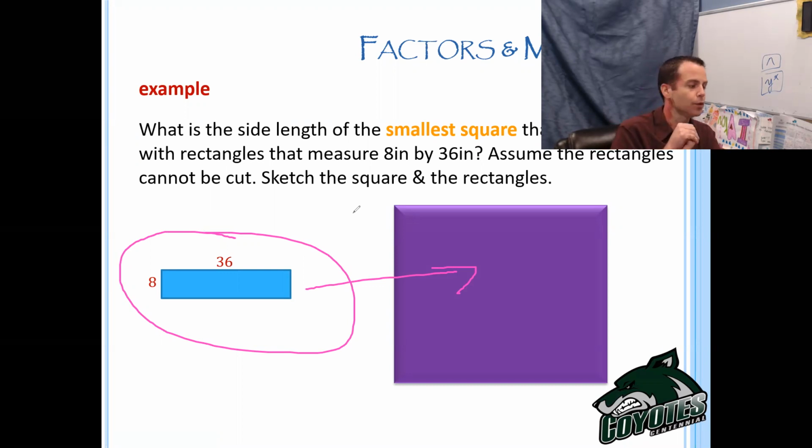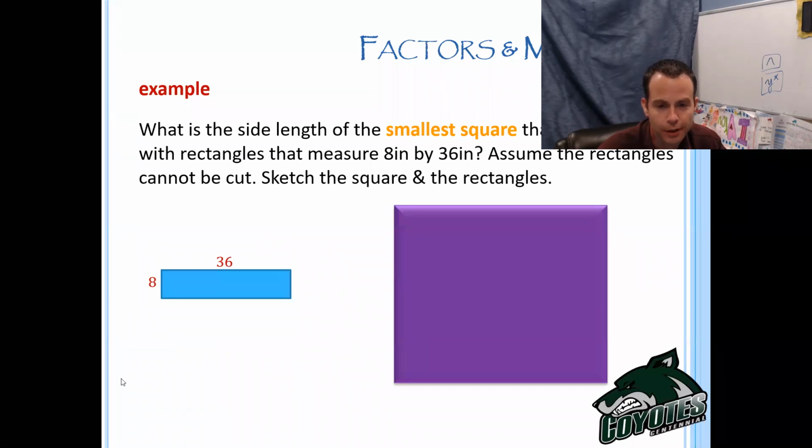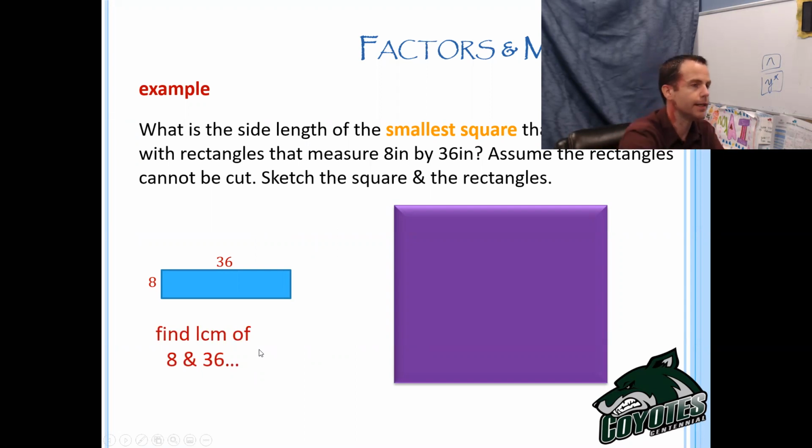So I need to put these rectangles in here and make the smallest square possible. The last couple of minutes, we've been talking about least common multiple and greatest common factor. Which one would be dealing with the smallest unit? Of course, it would be the least common multiple. So we want to find the least common multiple of 8 and 36. Either do it through prime factorization or by listing the multiples. You will quickly find that it's 72. And that means the smallest square we can form would be 72 by 72.